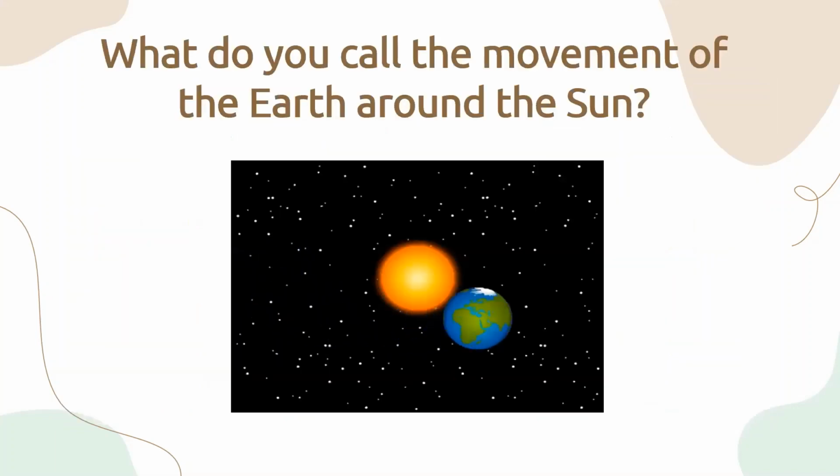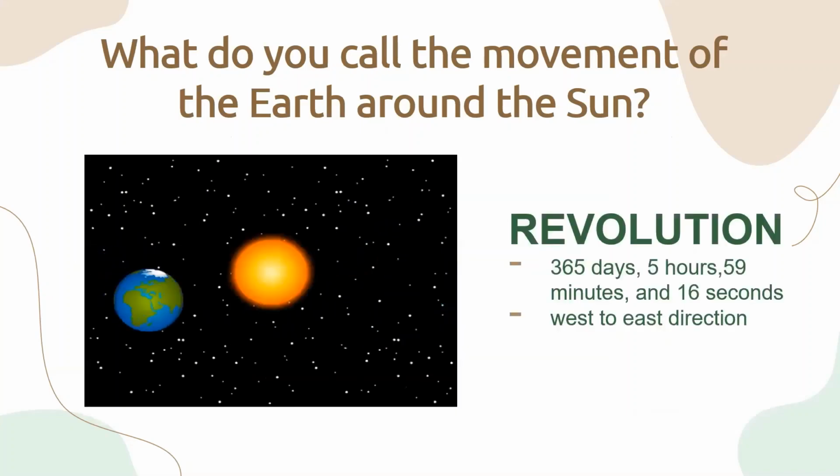Moving on, what do you call the movement of the Earth around the Sun? Good job! Revolution. It takes 365 days, 5 hours, 59 minutes, and 16 seconds for the Earth to revolve around the Sun. That is why we have a leap year every 4 years. The Earth revolves from west to east direction.